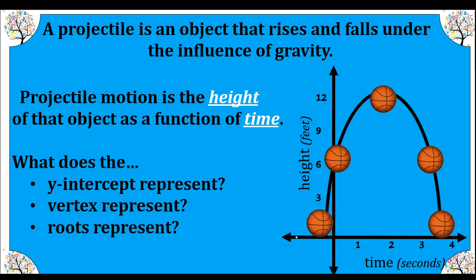So let's notice the axes. The x-axis represents time, and the y-axis represents height, either in feet or in meters. So you notice our basketball started at 6 feet. It reached a maximum height at 12, and then we can tell how long it takes to land. We're going to be using the y-intercept, the vertex, and the roots to give us important information about our situations.